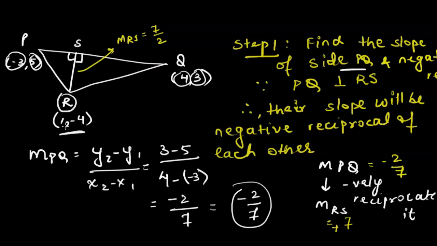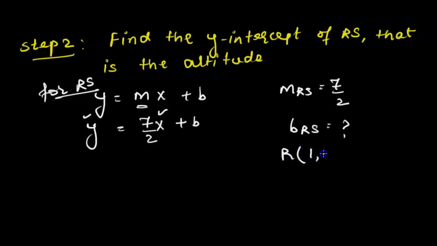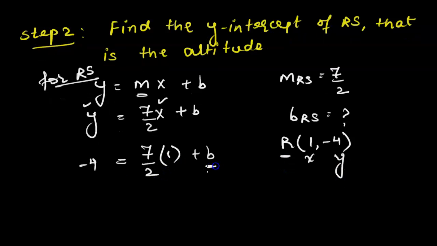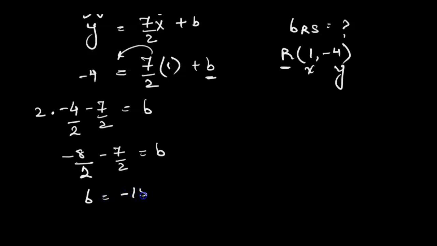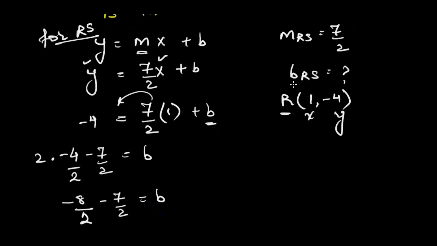The coordinates of point R are given to us as 1, negative 4. So point R is (1, negative 4). We can use x and y of point R to substitute in this equation, and we can solve for b. So we would move this to the other side. We get negative 4 minus 7 over 2 equal to b. We can make the denominators common by multiplying and dividing by 2. We get negative 8 over 2 minus 7 over 2 is equal to b. Therefore, finally, we have the b value as negative 15 over 2. So we got the b of RS as negative 15 over 2.